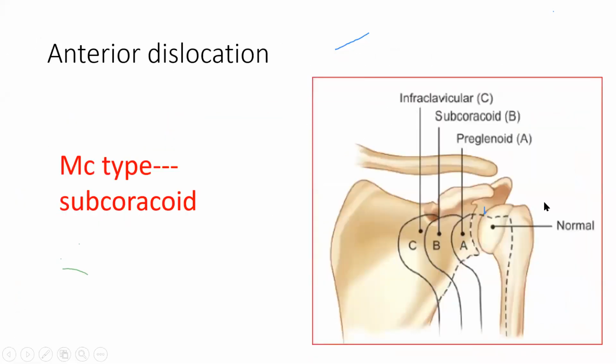So this is your shoulder, this is your humeral head, this is your glenoid. It can dislocate anteriorly, so anteriorly it comes medially. Just near the glenoid is pre-glenoid. Just below the coracoid is subcoracoid; sub means down. Below the clavicle is infraclavicular. Depending upon the dislocation, you can name it. Most commonly it is subcoracoid. Remember the middle one, subcoracoid.